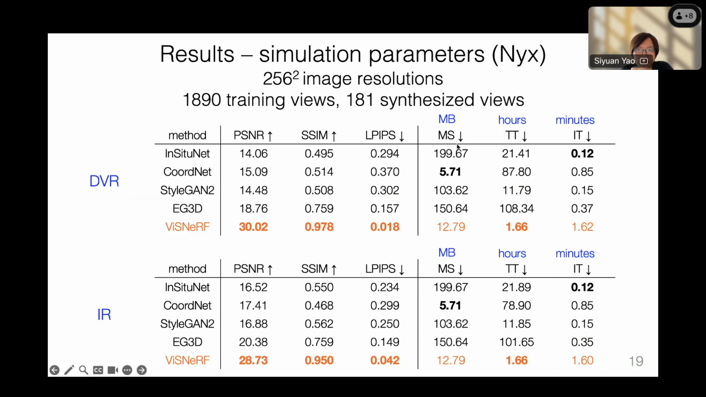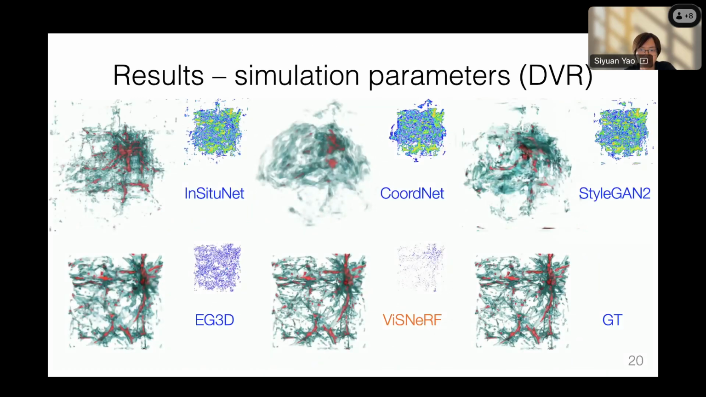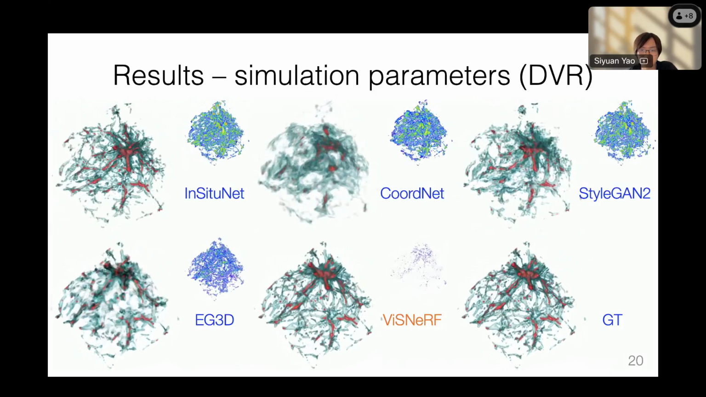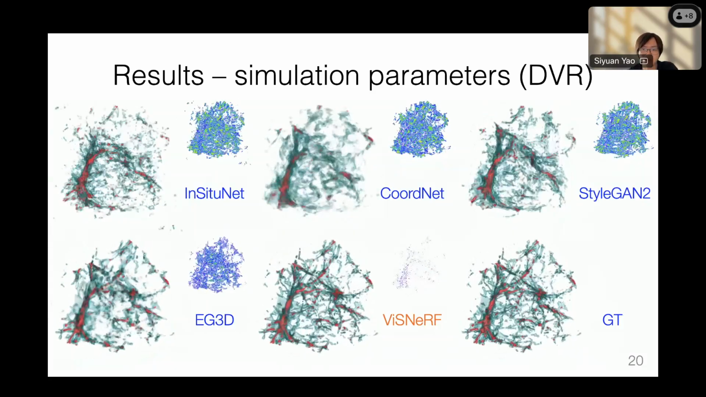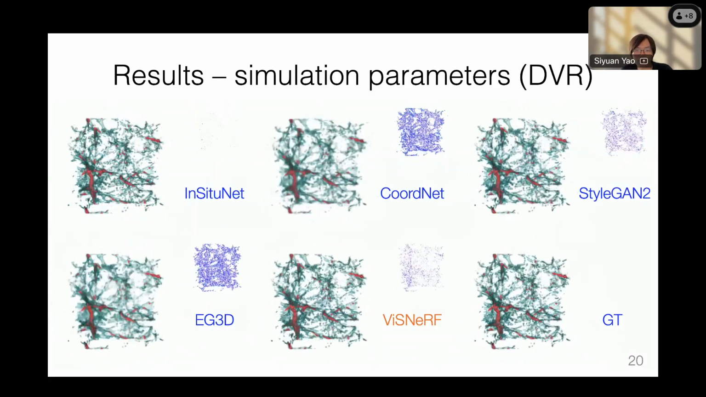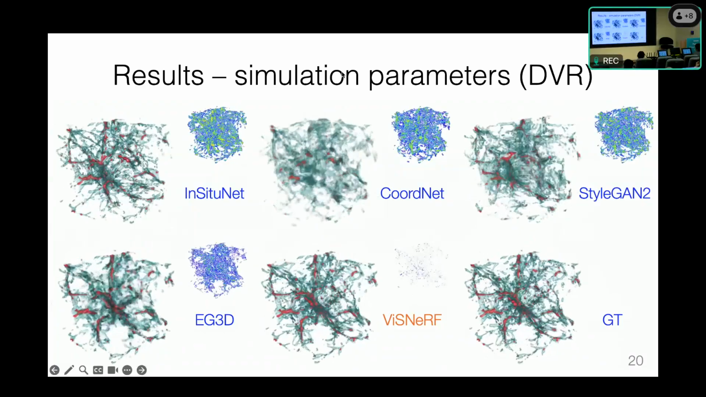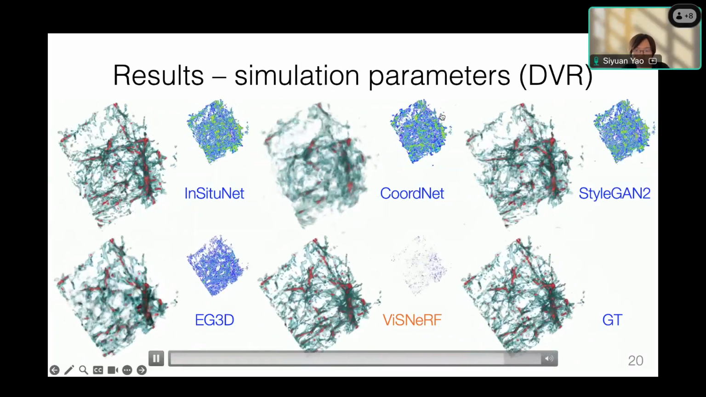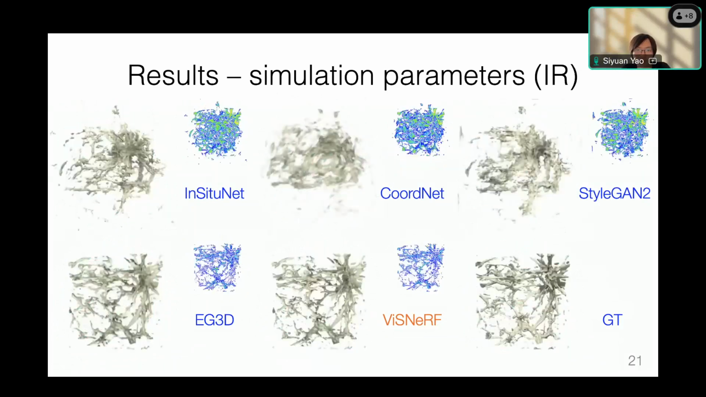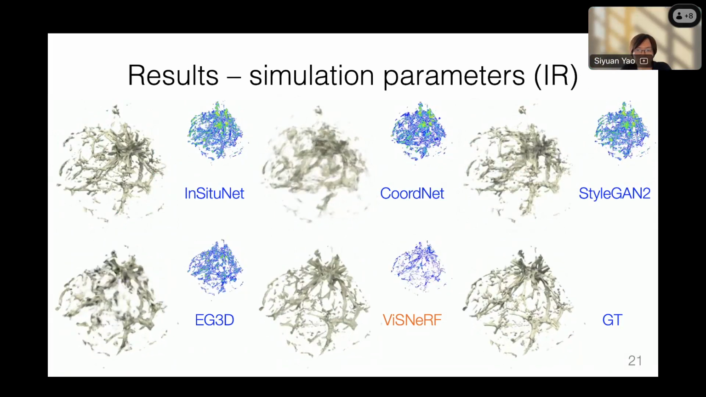interpolating between simulation parameters using the Nyx dataset. We compare both direct volume rendering images and isosurface rendering images. For the first, direct volume rendering images, we can see that VisNerve produces very high quality results even when handling three changing simulation parameters. And the same for isosurface rendering.